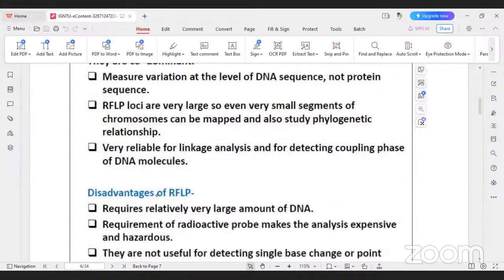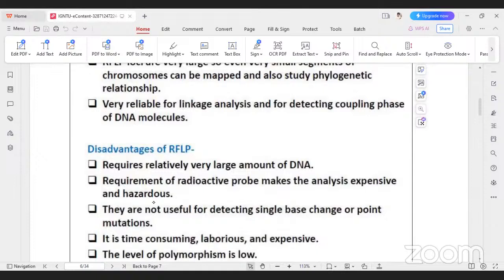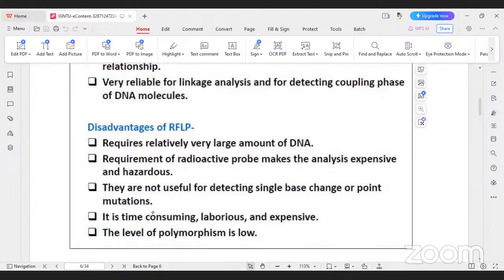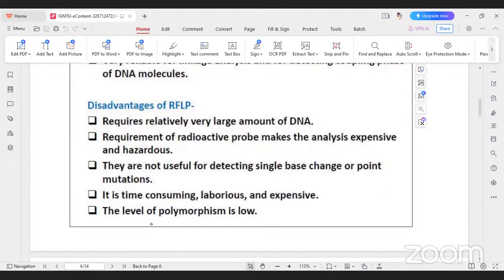And let's see the disadvantages. It requires a relatively very large amount of DNA, of course, since it is a short fragment.